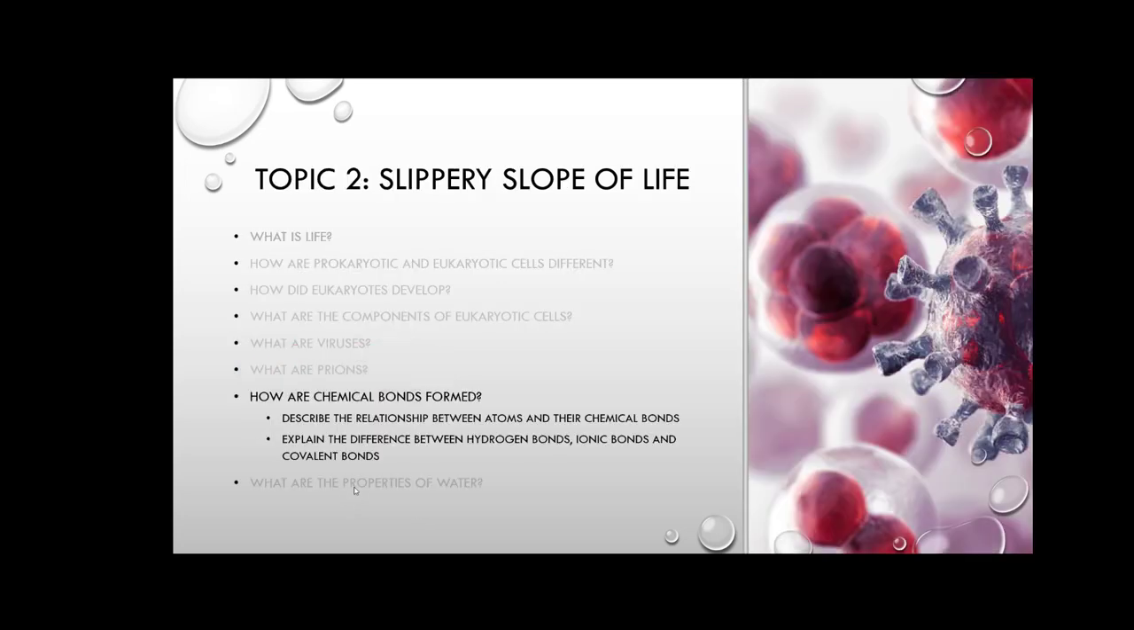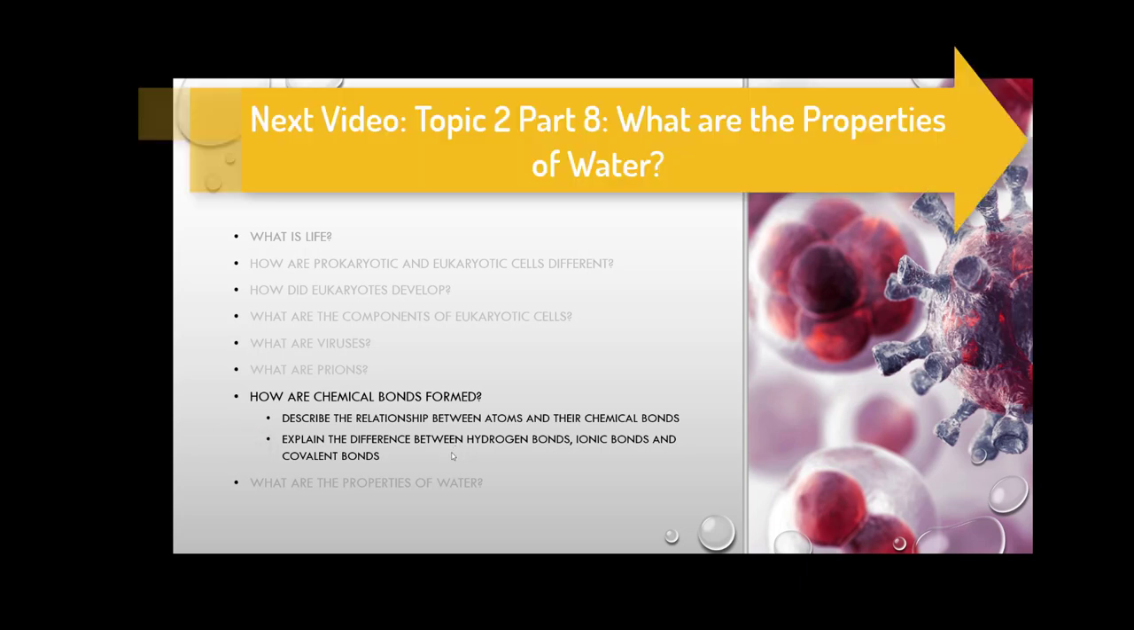All right, so we're done with, what are we? Oh, we're on part 7. I said part 6 earlier. So we're on part 7: how are chemical bonds formed? By now you should be able to describe the relationship between atoms and their chemical bonds, as well as explain the difference between hydrogen bonds, ionic bonds, and covalent bonds. Next we're going to finish off the chapter with the properties of water, focusing on how water molecules are held together with covalent bonds, but have attraction to each other with hydrogen bonds.